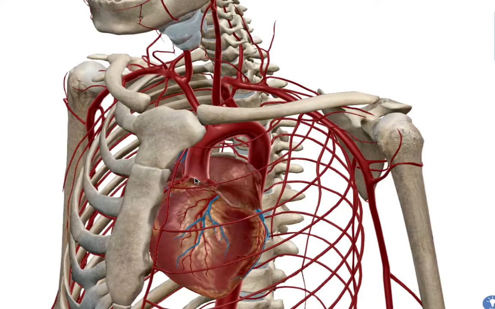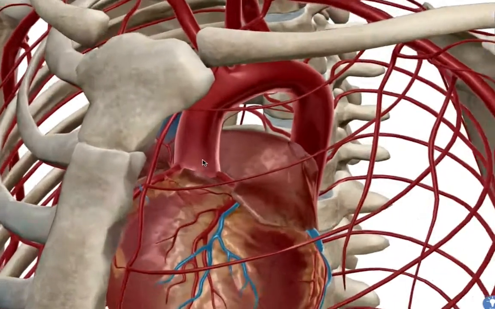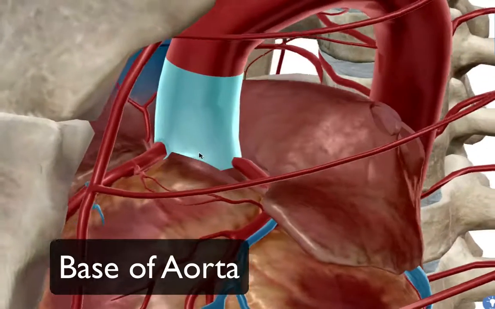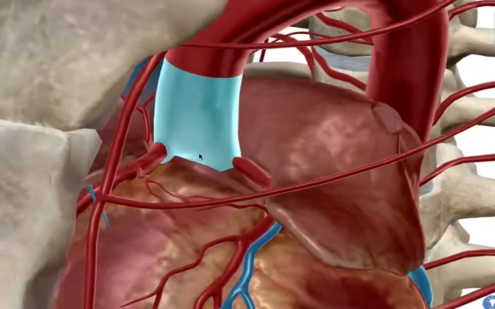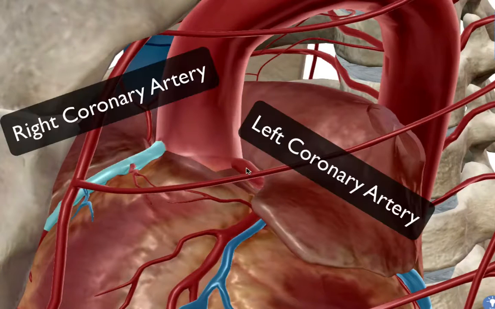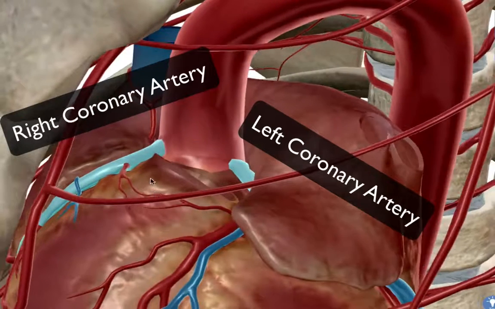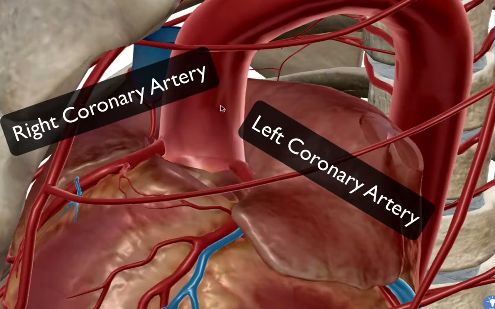So continuing on with our first video, we're now going to be looking at the arterial system, starting where we left off at our aortic base. The first organ to receive oxygenated blood from the heart is the heart itself, actually. Here we have our right coronary artery and our left coronary artery. These feed oxygenated blood to the heart, so we can continue to pump blood.